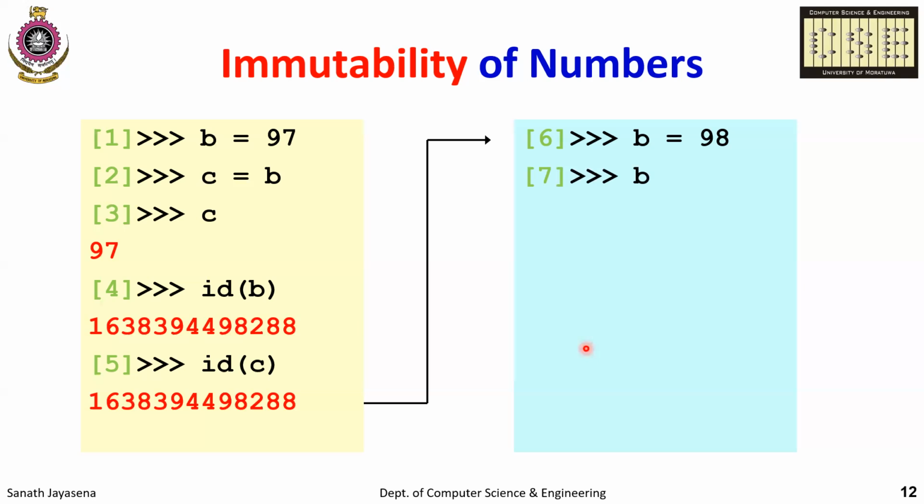Is that the case? You can find out, right? We'll check the value of b then. Let's say b. Wow, we get 98. So is that really possible?